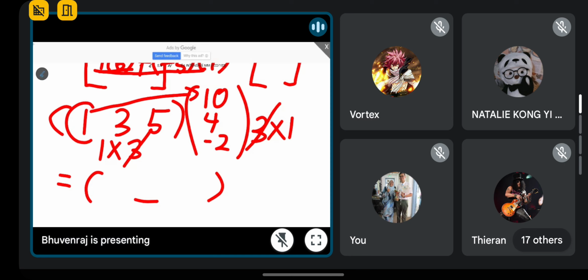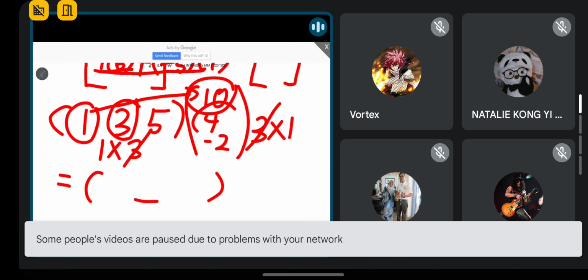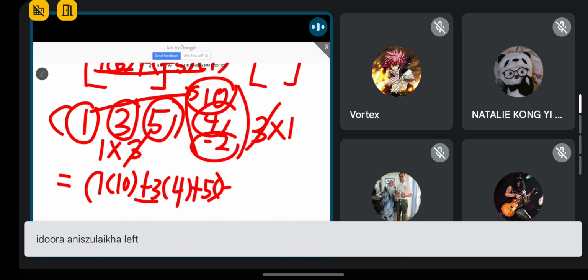So always take the first number, multiply with the first number. Selalu macam tu. Nombor pertama kat sebelah kiri tu darab dengan nombor pertama ke atas tu. Then follow middle number with middle number. Third number with the third number over here. You must recognize the pattern. Kena pasti pola dia. Okay. So you just count this value: 1 times 10 plus 3 times 4 plus 5 times negative 2.